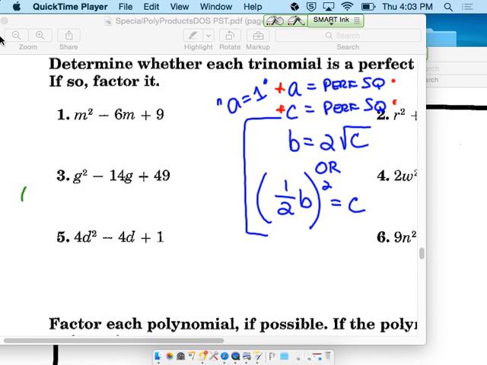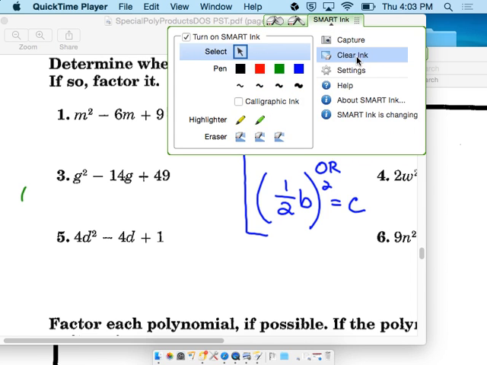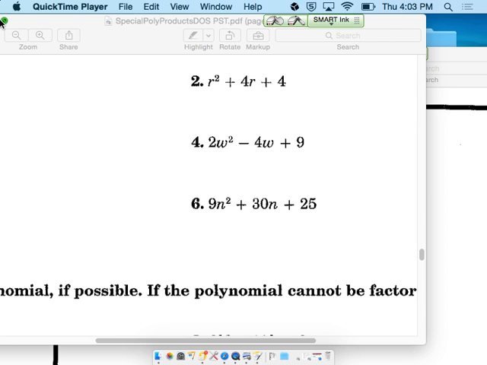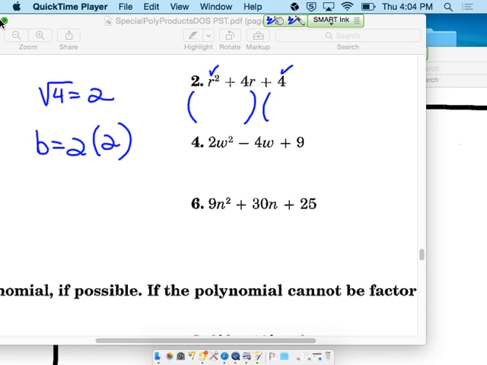Let me erase all of this and we'll look at some on the other side. Okay, let's look at number 2. Do I begin and end with perfect squares? r squared and 4. The square root of 4 is 2. Is b, that number doubled, b? And b is 4. So this tells me that this is a perfect square trinomial.